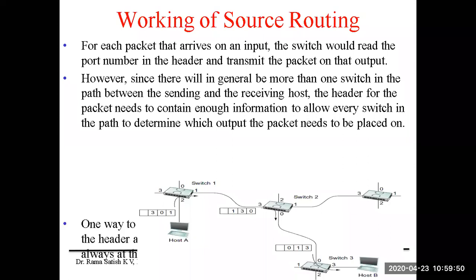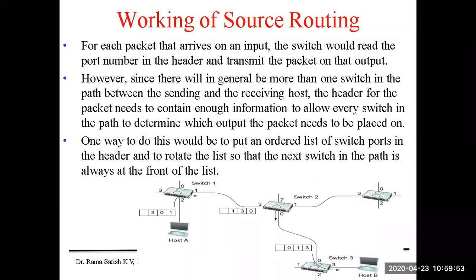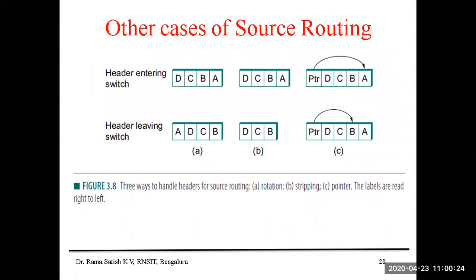And of course, one way to do this would be to put the ordered list of switching ports in the header and rotate the list so that the next switch in the path is always at the front of the list. So that's what rotation will be done, so that the next switch in the path is always at the front of the list. That is how it reaches. That is what we call source routing. Source routing is very simple.